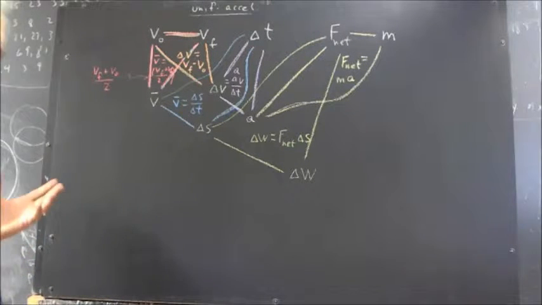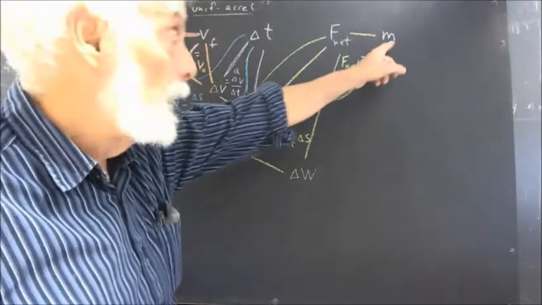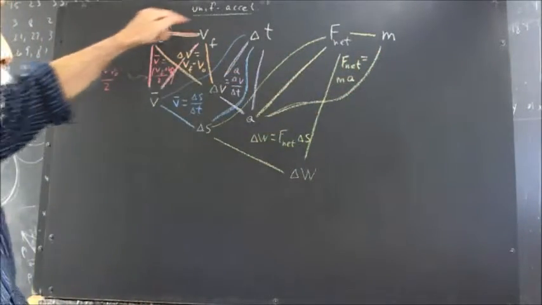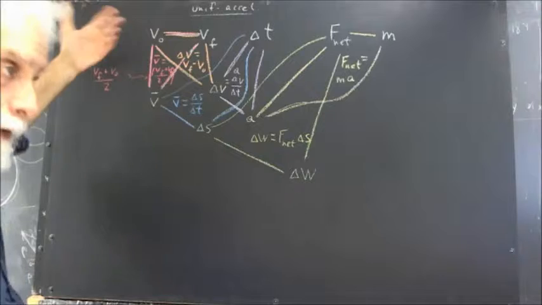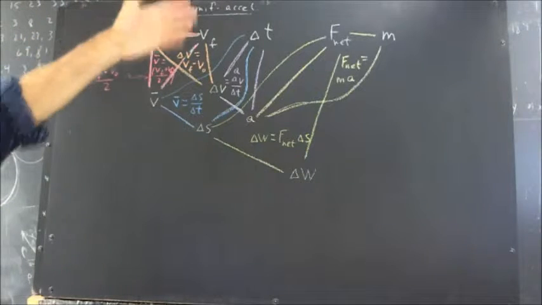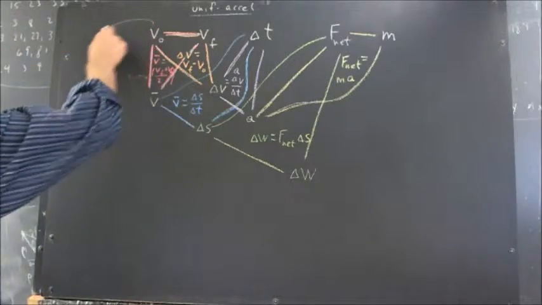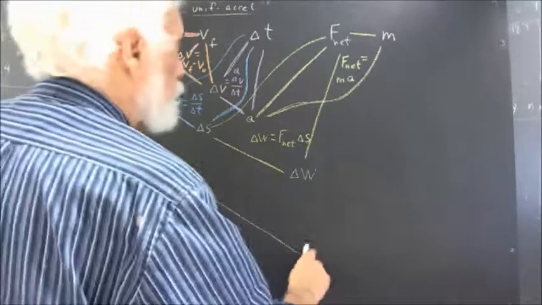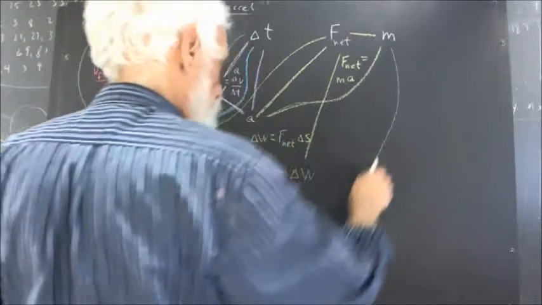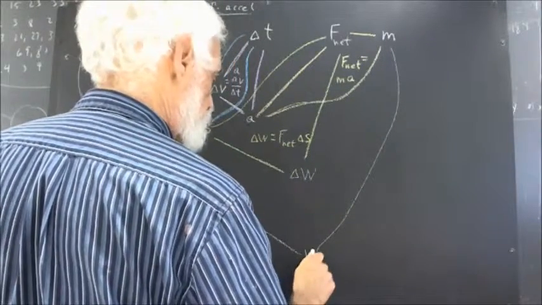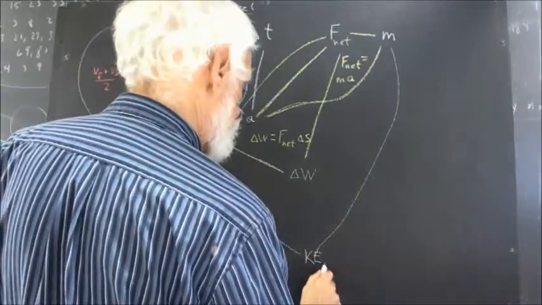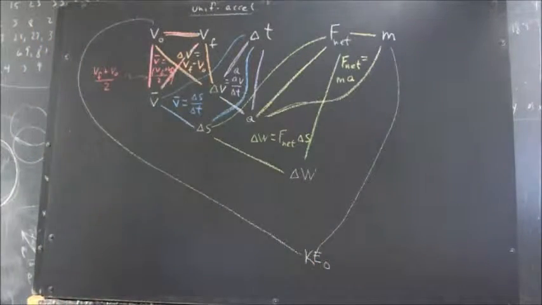Now, are we done, or are there more things that we can do? Well, I think there are a couple more. We can put mass together with either initial or final velocity to get kinetic energy, the initial kinetic energy, the final kinetic energy. So I'm going to do a loop around here. I'm going to go V naught down to here, and I'm going to connect the mass here. And I'm going to say from mass and V naught we can get the initial kinetic energy.